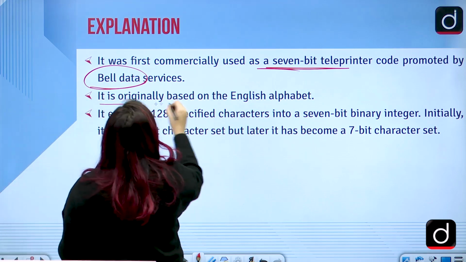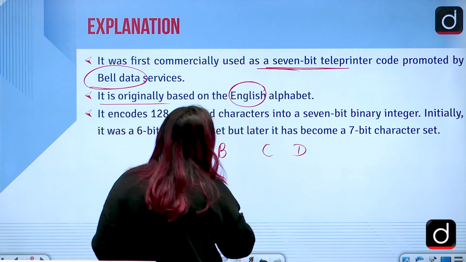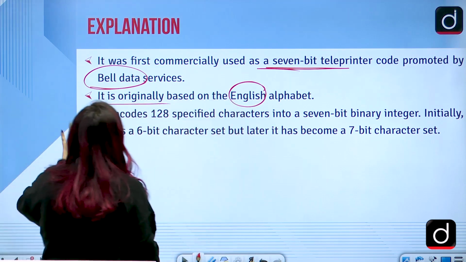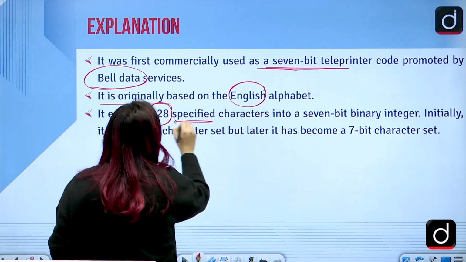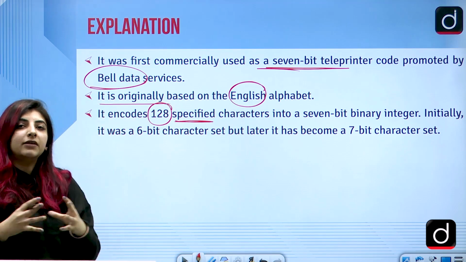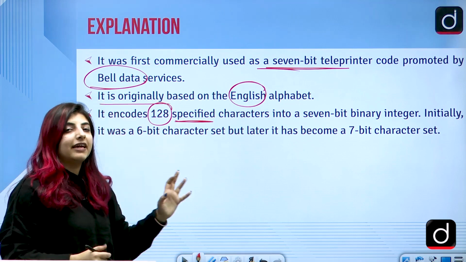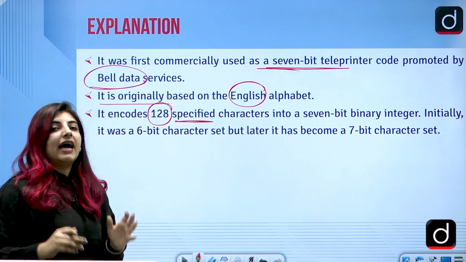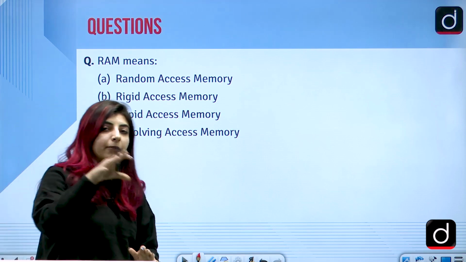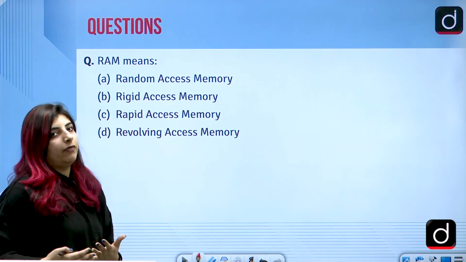Correct? And it is originally based on the English alphabet, because on the keyboard we have A, B, C, D till Z, or Zed, whatever you want to call it. It encodes 128 specified characters into a 7-bit binary integer. So basically, the numbers and characters that we have on a keyboard, it has 128 specified characters for those very buttons. Correct? So it is there for the encoding system, so that we encode, and the computer can decode it using the information we have put.